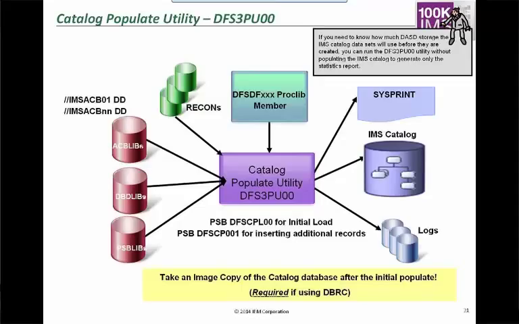It uses PSB DFS CPL00 for the initial load, and then it uses PSB DFS CP001 for inserting additional records after that. You should take an image copy of the catalog database after the initial populate. This will be required if you're using DBRC.